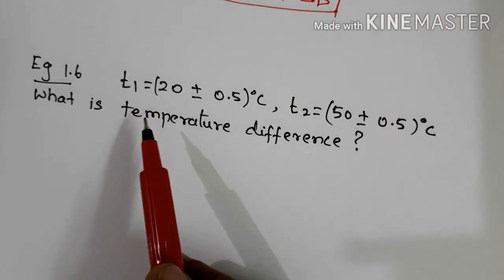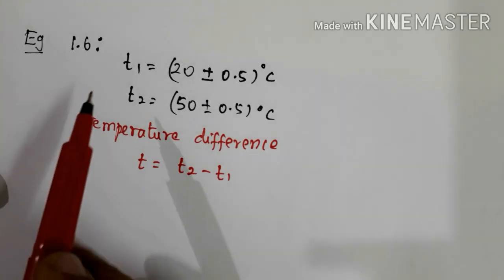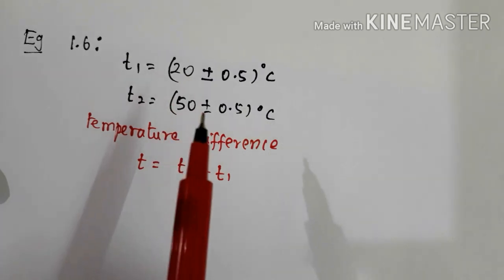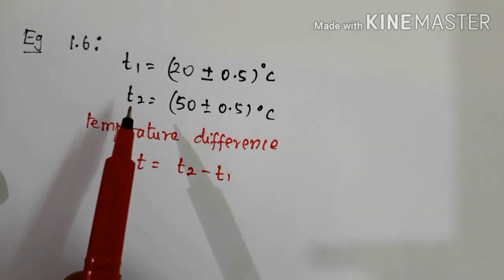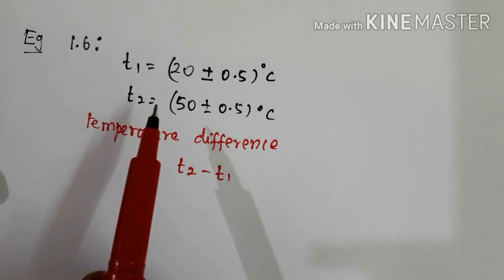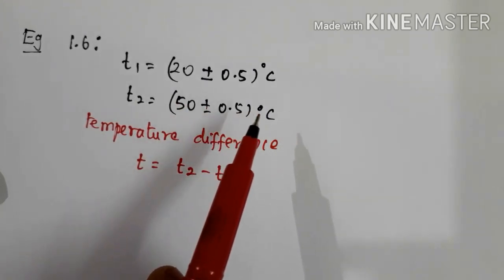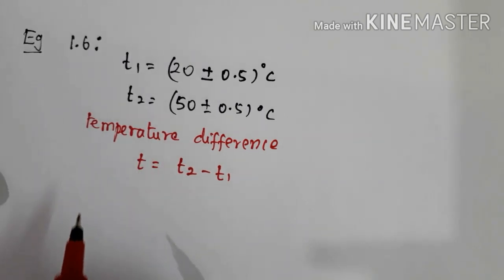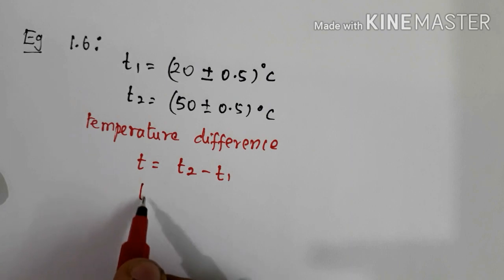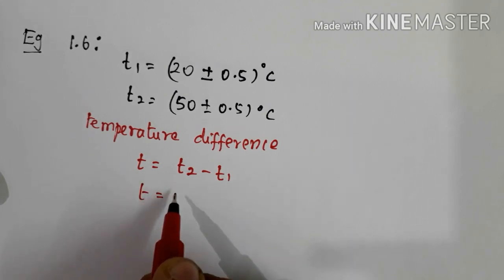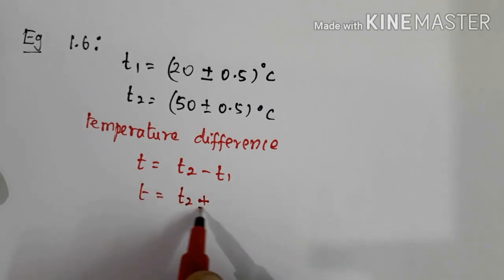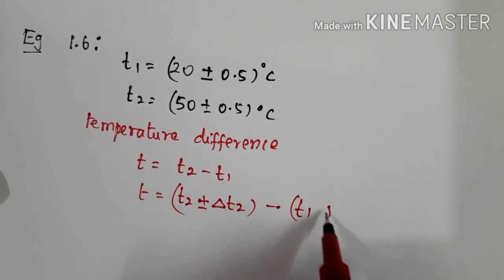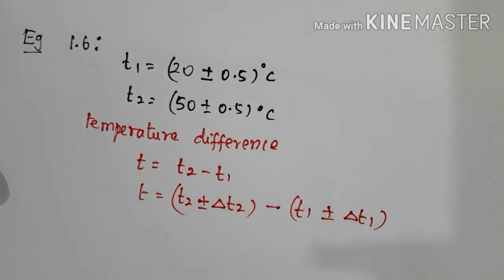You can see two hot bodies. The thermometer reads the temperature of the first hot body, T1, as 20 ± 0.5 degrees Celsius, and the temperature of the second hot body, T2, as 50 ± 0.5 degrees Celsius. You have to find the temperature difference, that is T equal to T2 minus T1. How will you find out? Shall we write the formula for this? T is equal to T2, how will you write? T2 ± ΔT2, right? Minus T1 ± ΔT1.